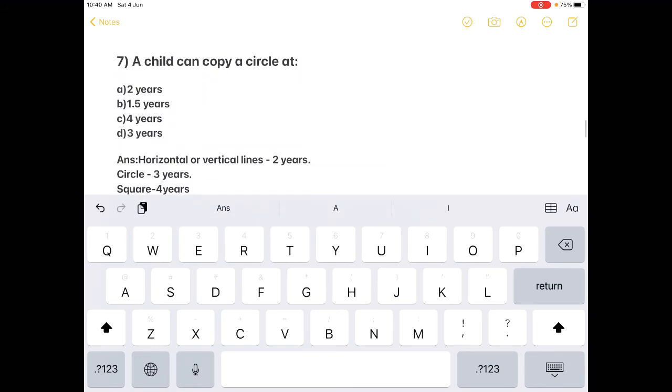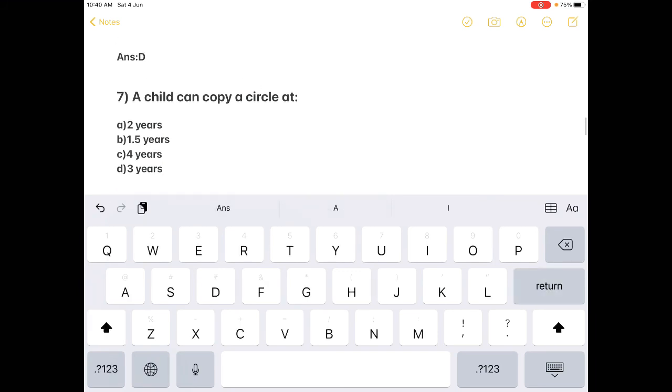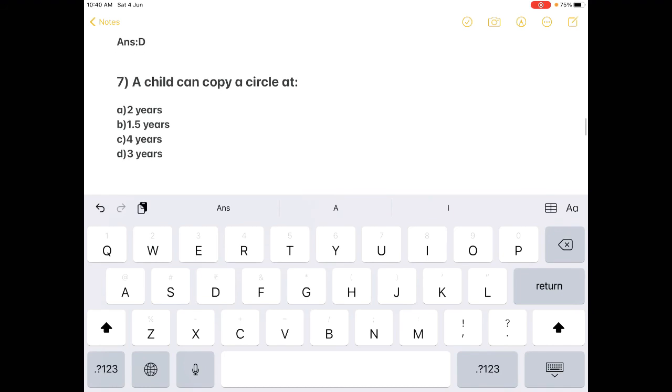Next question. At what age can a child copy a circle, or draw a circle? Option A, 2 years. Option B, 1.5 years. Option C, 4 years. Option D, 3 years. The correct answer here is D, 3 years. The child can copy a circle at 3 years.